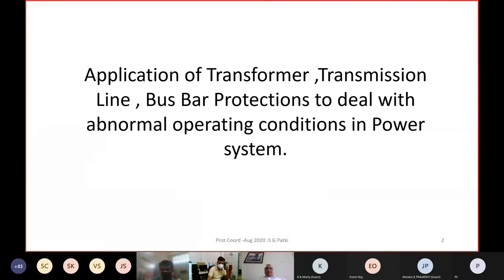So in yesterday's session, we discussed various abnormal operating conditions in the grid, as well as some of the fault conditions in the grid, and how the protection systems will respond from the generator side. So how the generator protection will react to various kinds of abnormal conditions. Today we talk about transformer, transmission line, and busbar protection. Again, our perspective would be from the disturbance point of view, how the protection system can react.